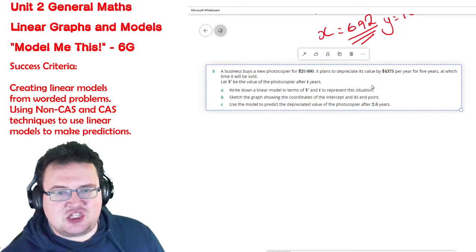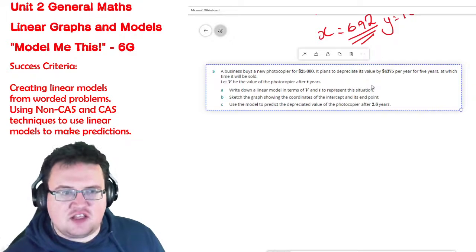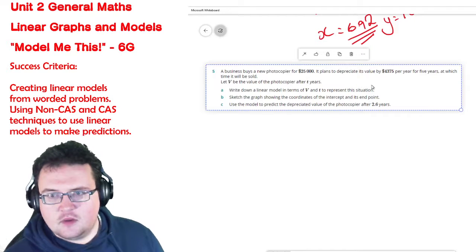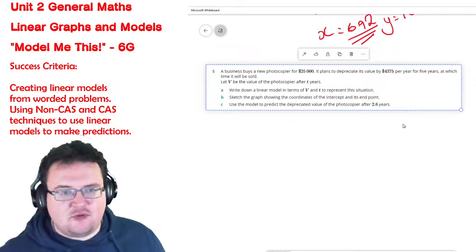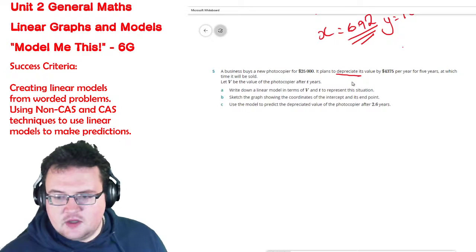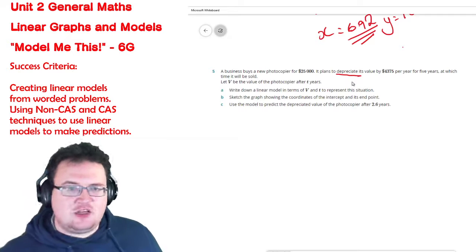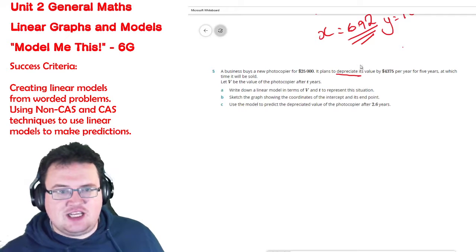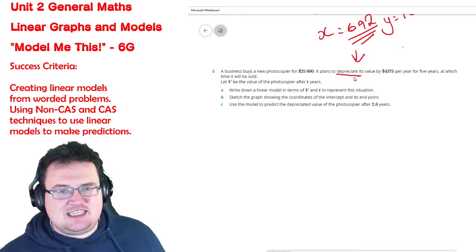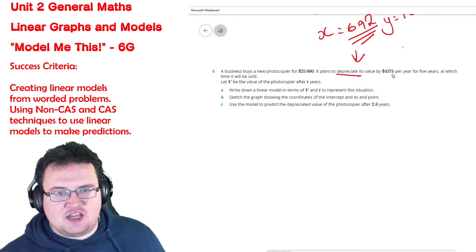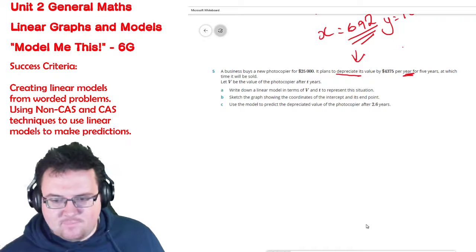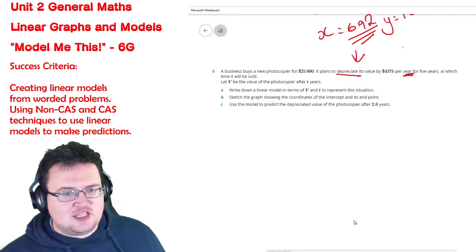So, if something is depreciating, what do you think that's doing? Is that increasing or decreasing in value? Yep. If something is depreciating in value, that means it is going down. All right? So it is going down by 4,375 per year. Yeah. We're all pretty unanimous there. It is decreasing.